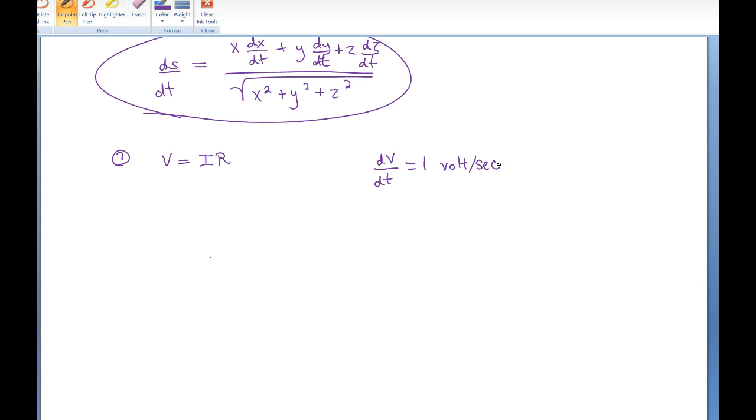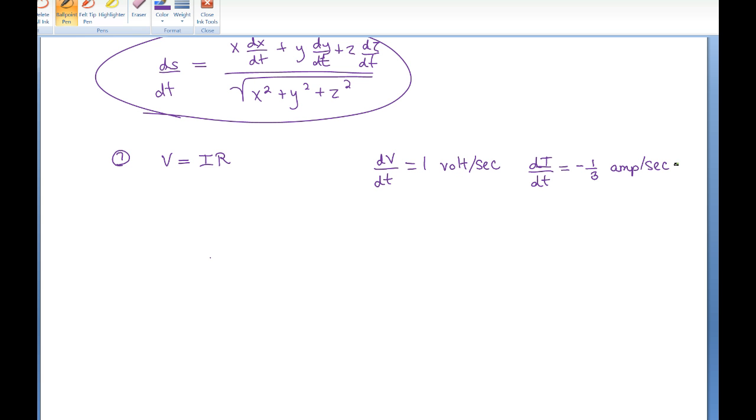Remember, the dt on the bottom means it's always a change with respect to time. That's the whole purpose of this. Related rates have respect to time. And then what else do we know? We know that I is decreasing, so that's important, dI/dt. If it says it's decreasing, we know it's negative. So dI/dt is decreasing at the rate of 1/3 amp per second.